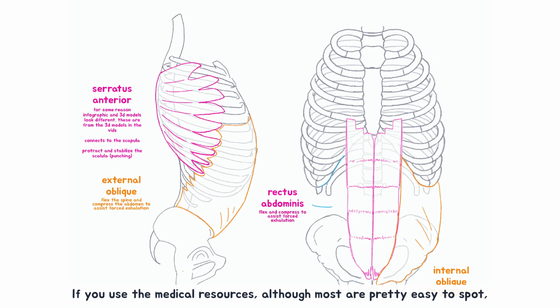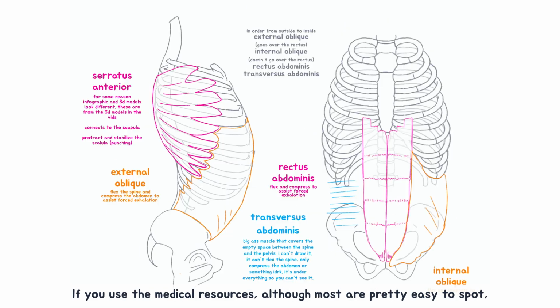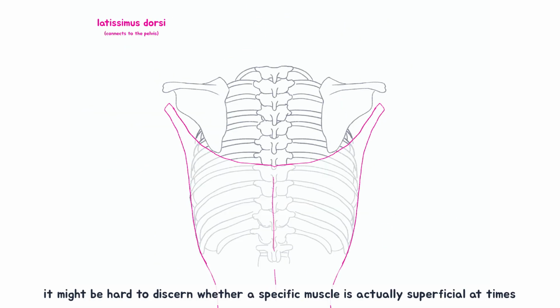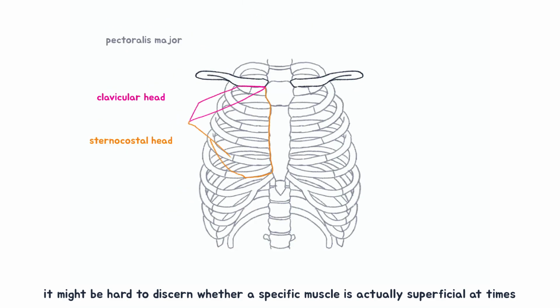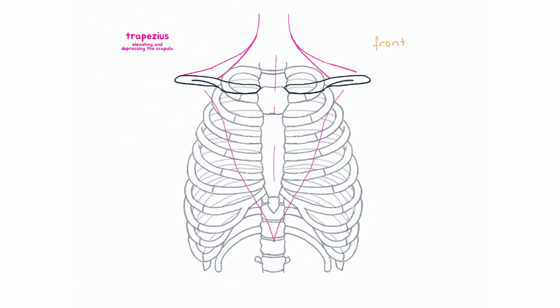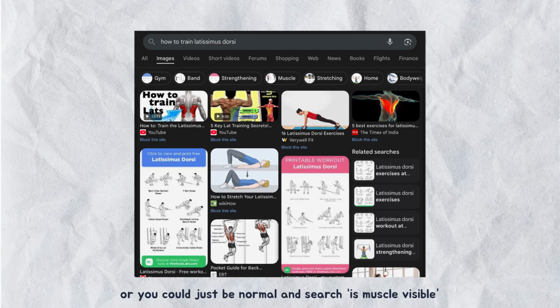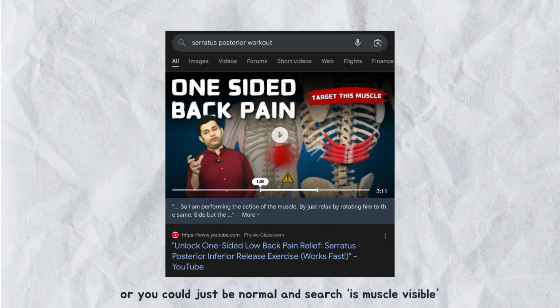If you use the medical resources, although most are pretty easy to spot, it might be hard to discern whether a specific muscle is actually superficial at times. A quick trick I like is to search up how to train that muscle workout. Usually, if it doesn't affect the outside look, all you'll get is pain relief stuff.